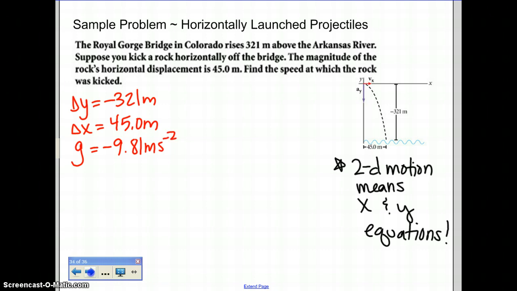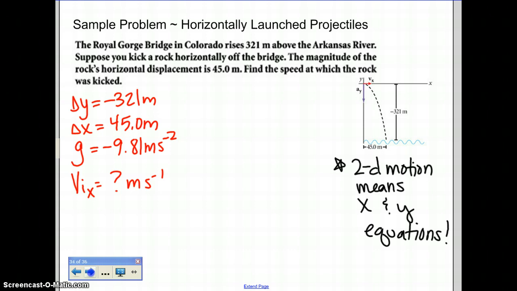And then ultimately you want to solve for the velocity that you kicked the rock with, right? Find the speed with which the rock was kicked. Well, how did you kick it? You kicked it horizontally, so v sub x. Technically, let me rewrite that real quick. It should be vi in the x direction, or vx in the i direction. Initial velocity in the x direction is going to be measured in meters per second. So ultimately you're trying to figure out an x value, right?